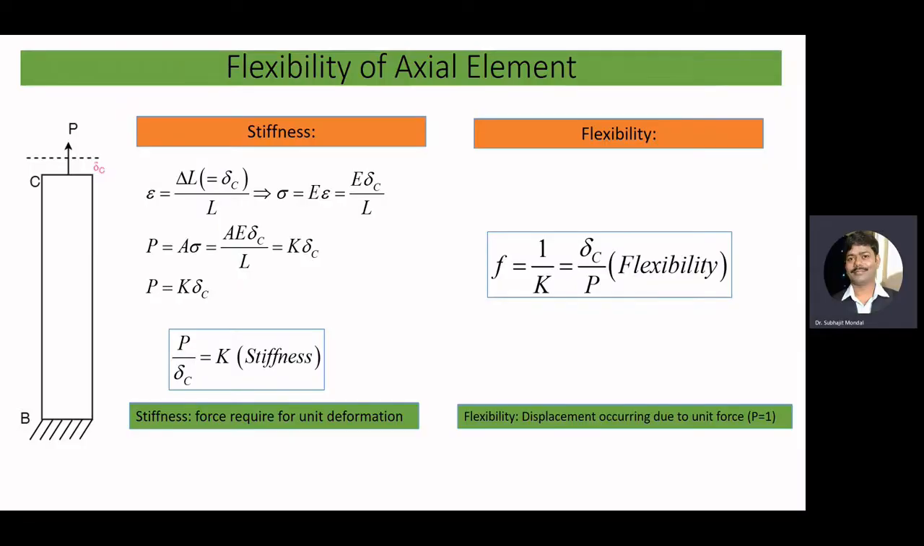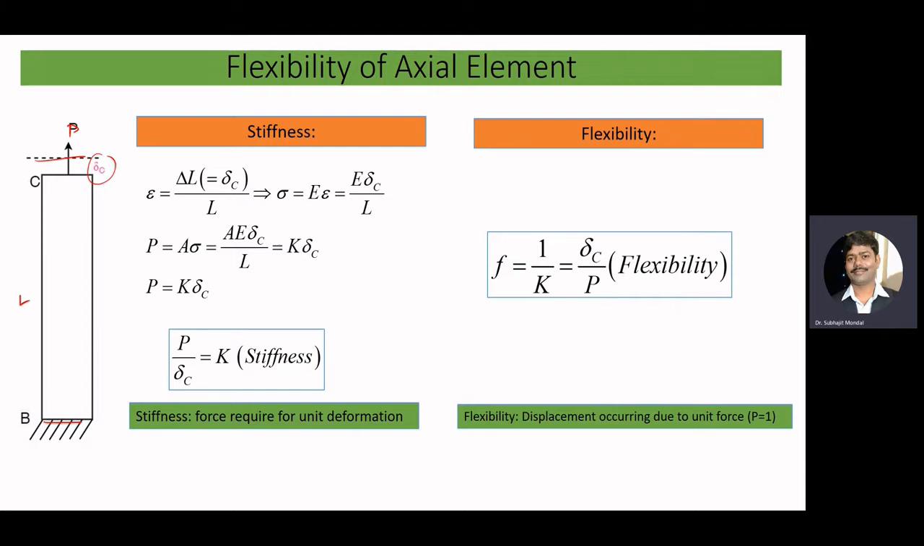Let us discuss the flexibility matrix method. But before going to the flexibility matrix method, we should know what flexibility is. Already we have discussed stiffness. You know the stiffness, that is the force required for unit displacement. So if you have a relationship like this, and if delta C is the displacement, and if this delta C is 1, then we can see the force required for unit displacement is your stiffness.